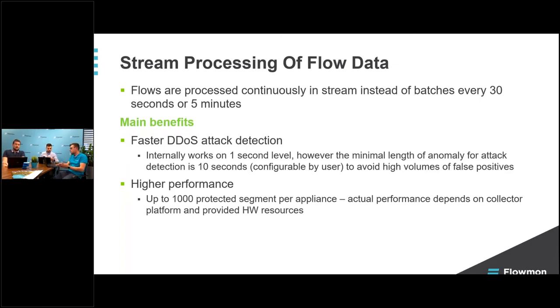And another benefit is high performance. So we are now talking about 1,000 protected segments per appliance, but this is actually depending on the platform and hardware resources provided to the virtual machine or provided in the hardware appliance of the Flowmon collector.